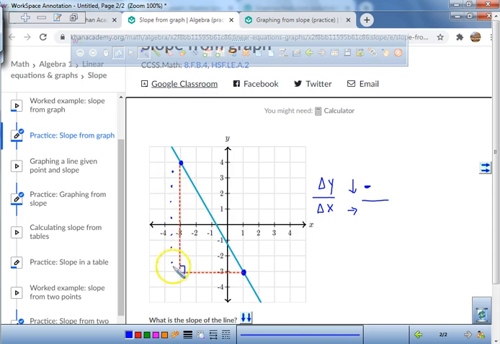So how many squares? Remember, distance is the gap between 2 points. So it went down how much? 7. How many squares did it go over? 4. Since it went to the right, it went over 4. So what's negative 7 divided by 4? It's just negative 7 over 4. So we have to leave it that way.